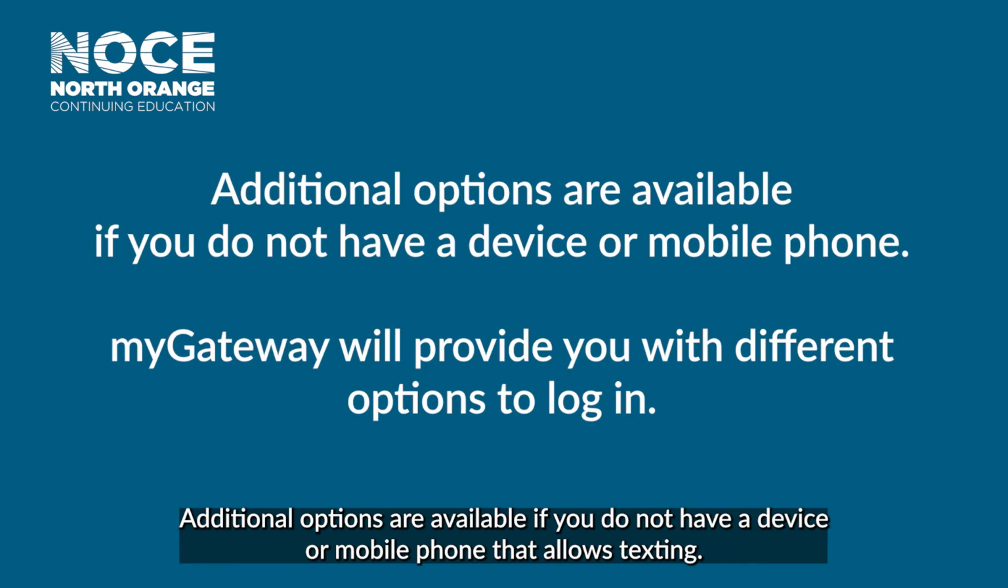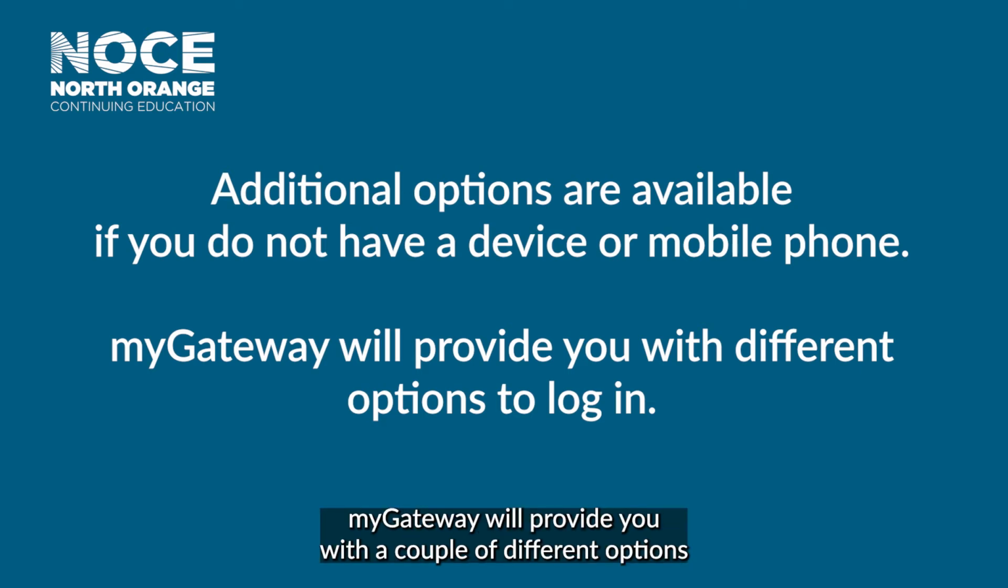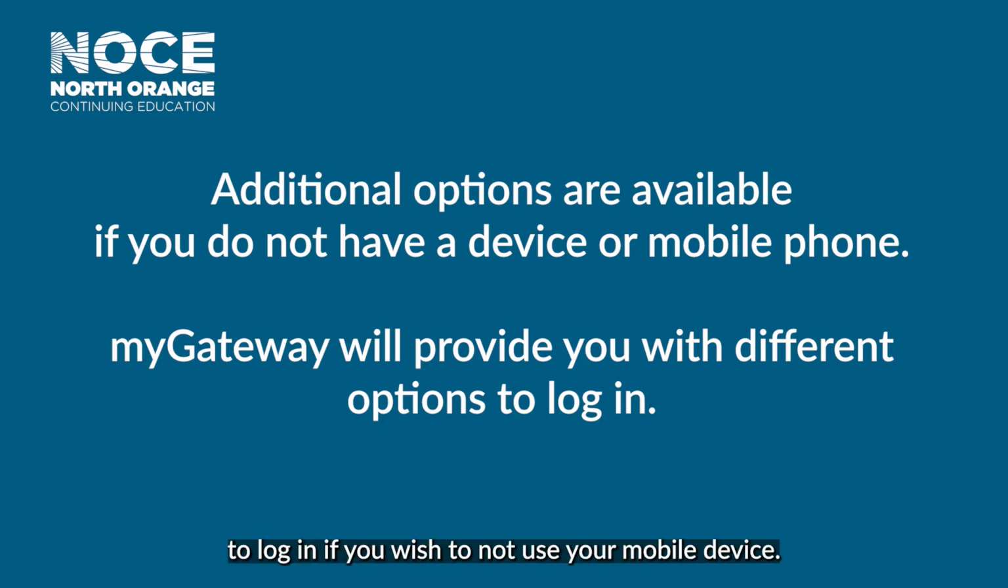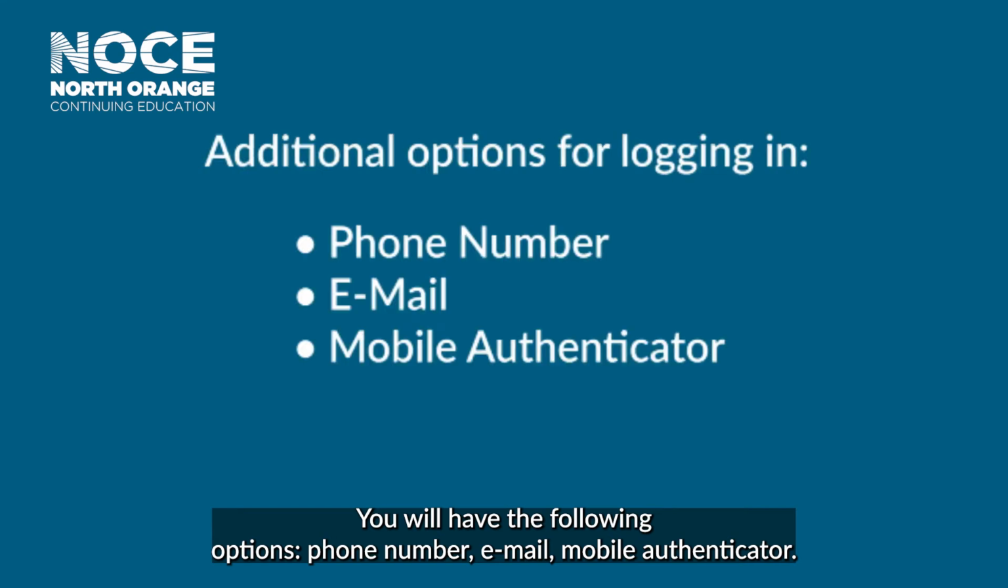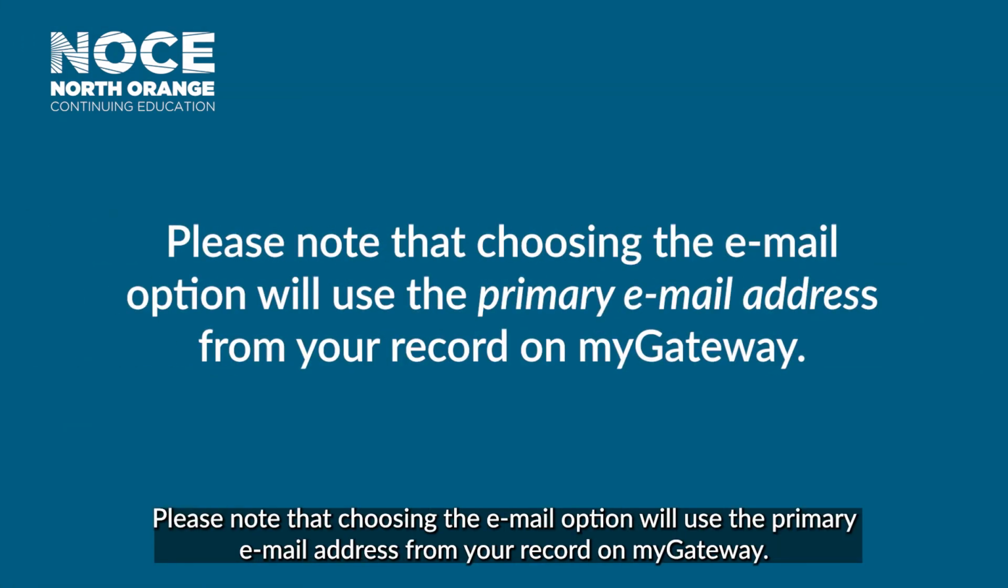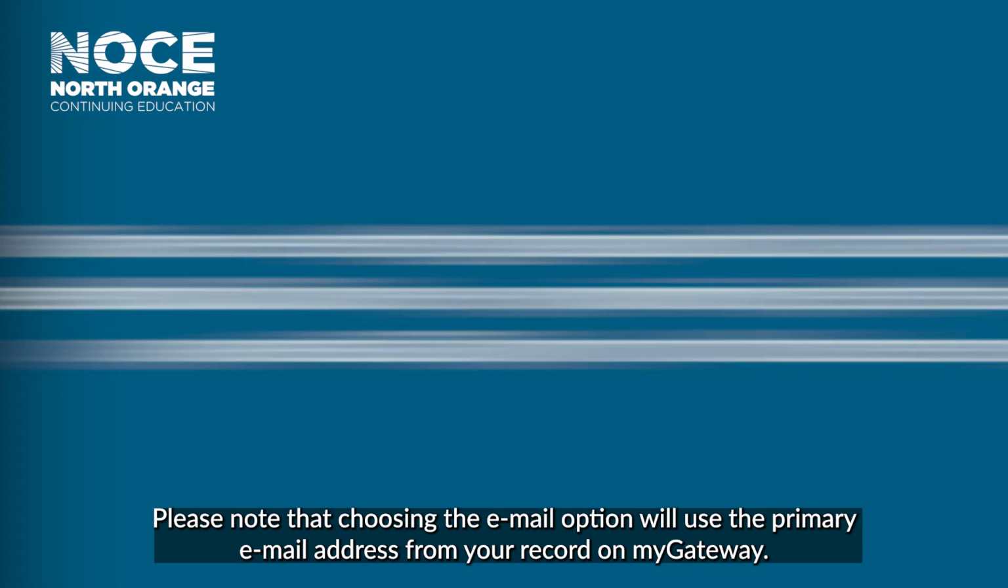Additional options are available if you do not have a device or mobile phone that allows texting. My Gateway will provide you with a couple of different options to log in if you wish to not use your mobile device. You will have the following options: phone number, email, mobile authenticator. Please note that choosing the email option will use the primary email address from your record on My Gateway.